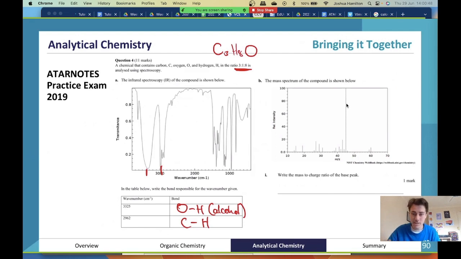Write the mass to charge ratio of the base peak. Well, the base peak is your biggest peak. So it's going to be at 1, 2, 3, 4, 5. So 45 m/z. Now, what else can I tell from this?